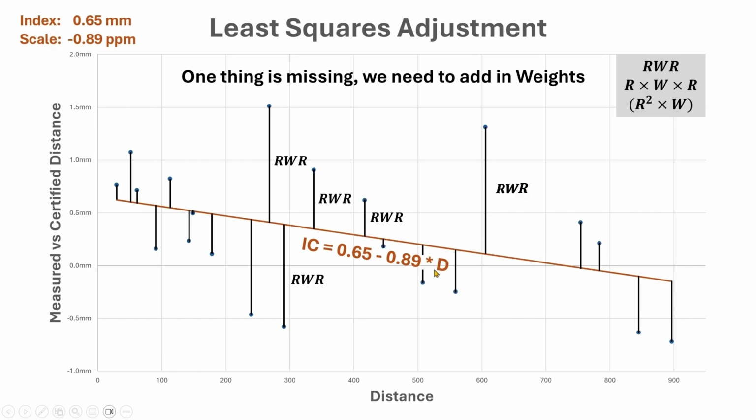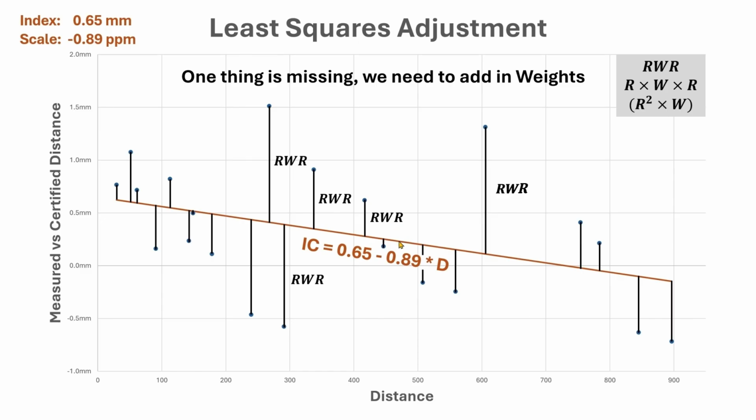So here we've added the weights back in. I've displayed it as residual multiplied by weight multiplied by residual, but you could think of this as residual squared multiplied by weight. It's mathematically the same. The reason I've shown it in this form is because it's going to become a little bit familiar later on when we look at the matrix notation.